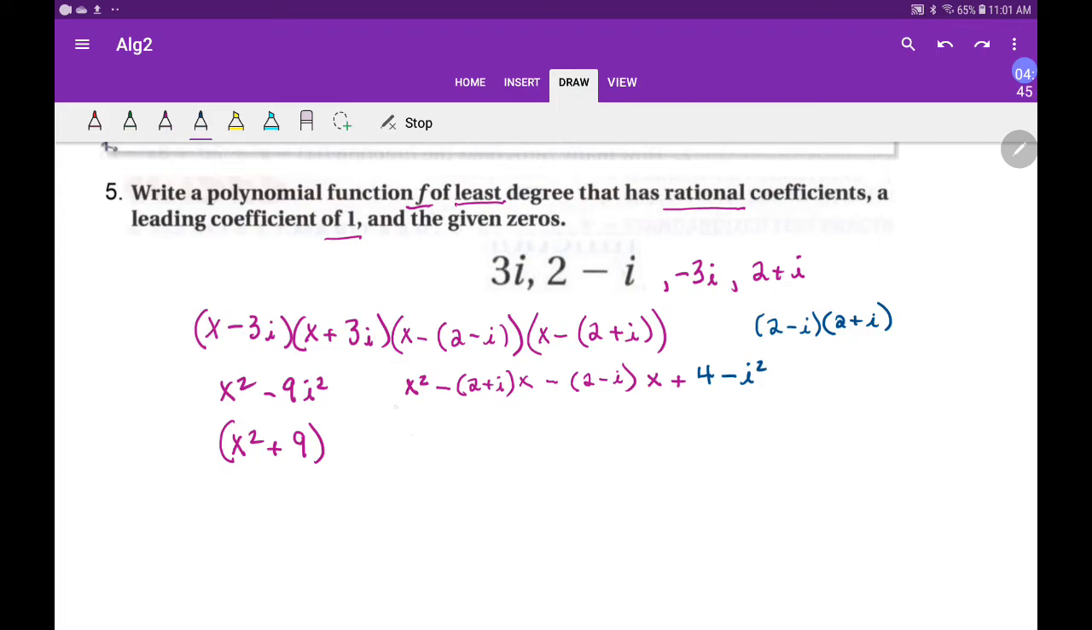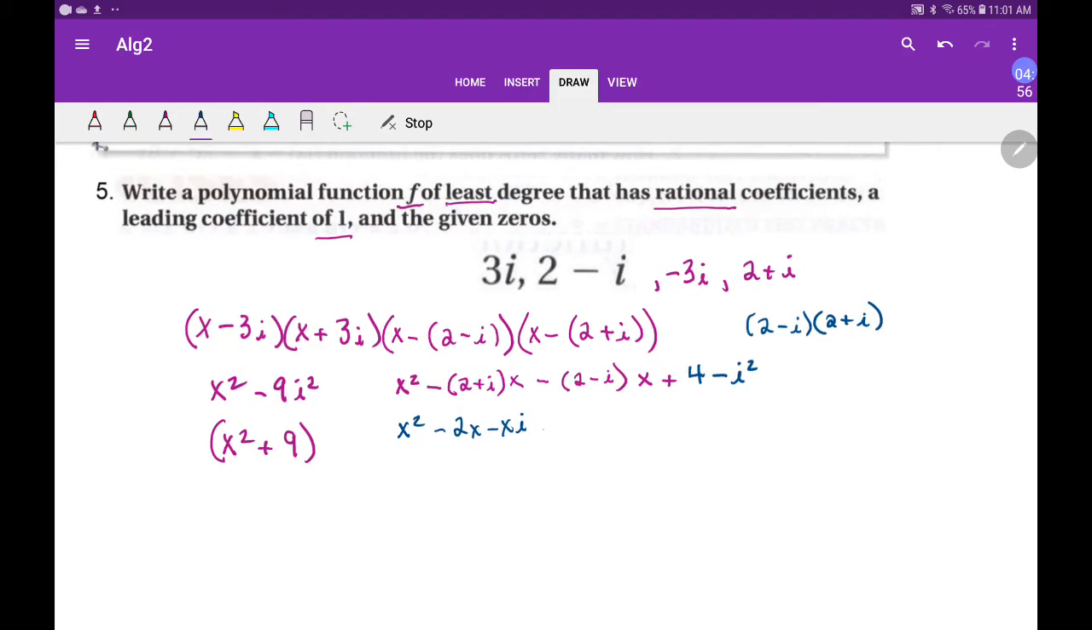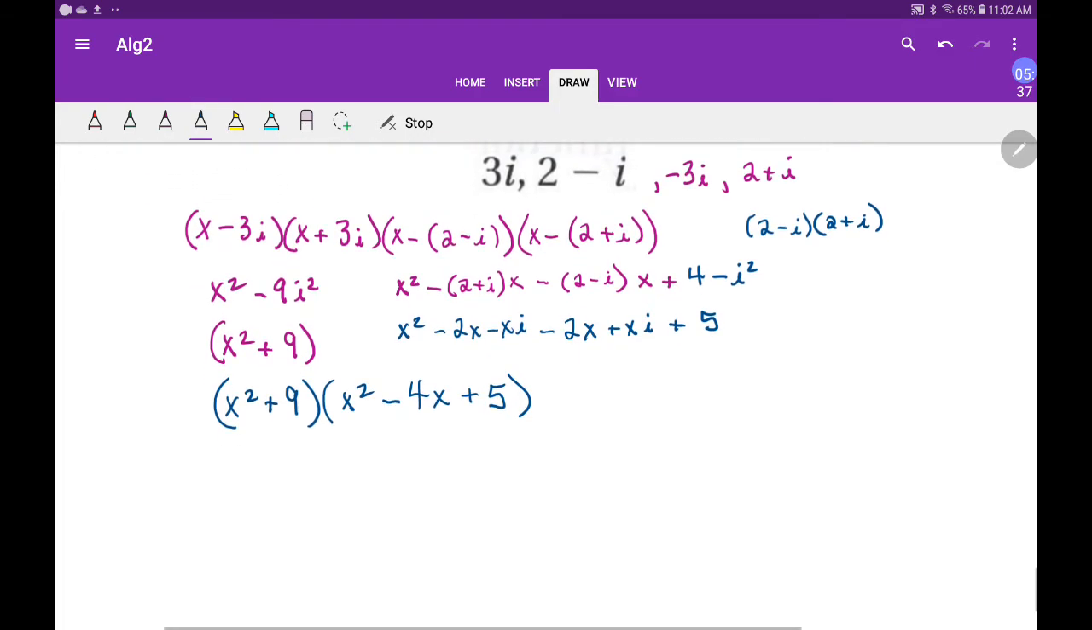So we'll go ahead here. We'll say x squared minus 2x minus xi minus 2x plus xi, that's going to go away. And then plus, this becomes 5, right? 4 plus 1, because the negative 1, negative, negative. Okay. So let's write this again. I guess we'll write it all out together. x squared plus 9. And then we have x squared. Then we have 2 x's. So we have negative 4x. The xi's go away. They cancel. And I have plus 5. Okay, so that's all cleaned up so far.